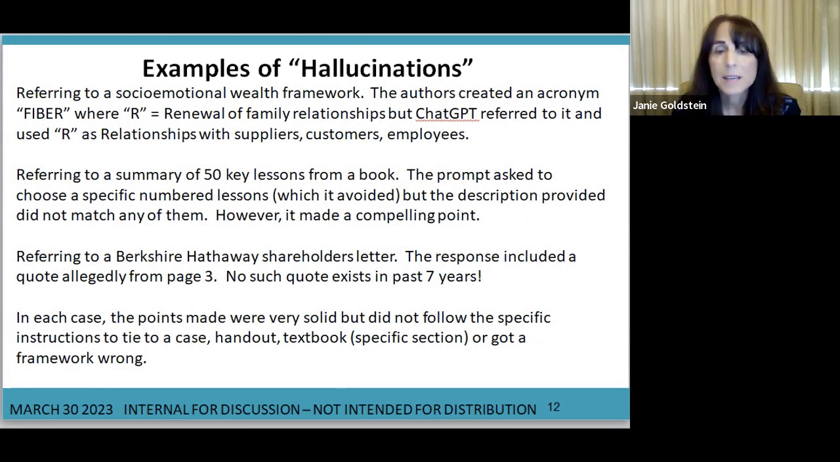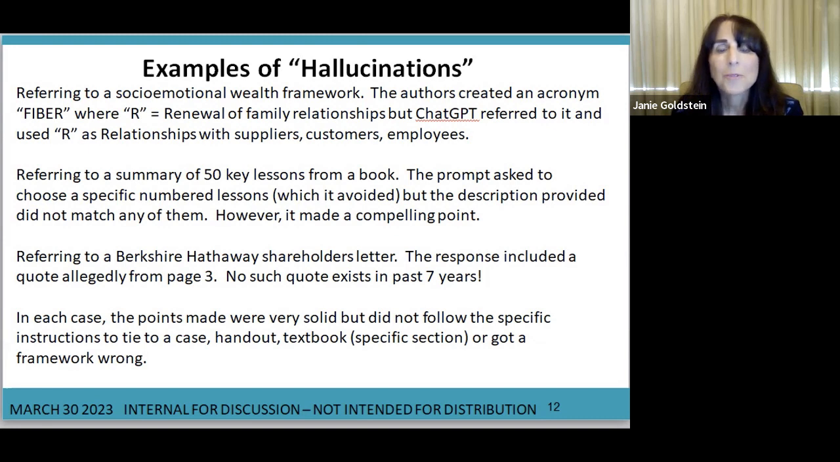I asked it to refer to an appendix of a book, and this book had 50 key lessons. The prompt was very specific: choose a specific numbered lesson, which it avoided in the response. But the description of a lesson that it provided didn't match any of the 50 lessons that were out there. It made a compelling point, but it didn't match.